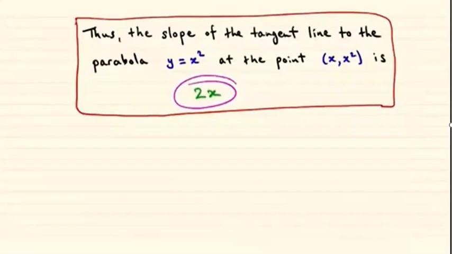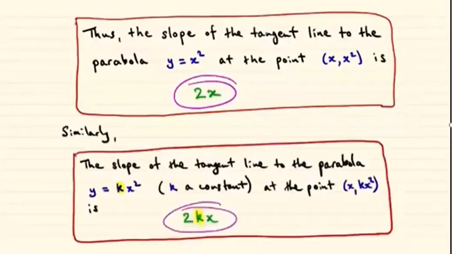Now, if we go through the same process with y equals kx squared, where k is some fixed constant, then the previous calculation simply gets scaled by a factor of k, and we'll get the following result. The slope of the tangent line to the parabola y equals kx squared at the point with coordinates x and kx squared is just twice kx.